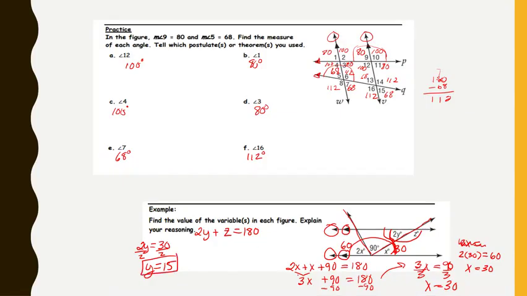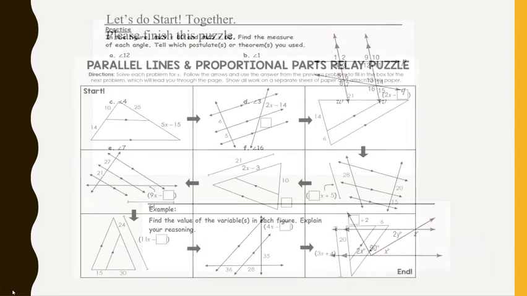So if this is 30 right here, how big does z have to be? Well, you can do 180 minus, and this angle is 30 here. That gives you 150. So z is 150. This big obtuse angle over here is 150. Okay? Hope that helps.